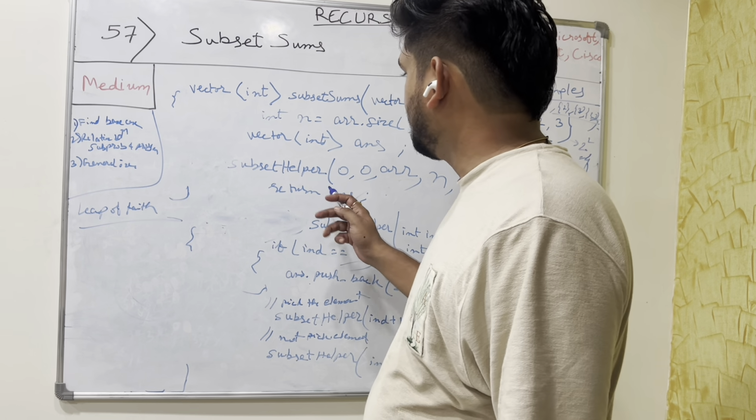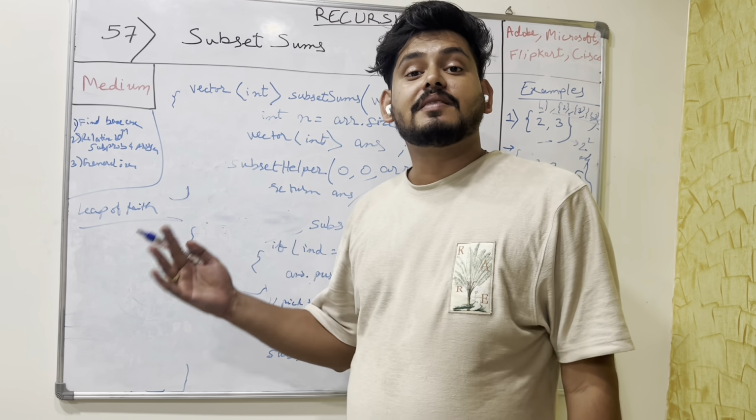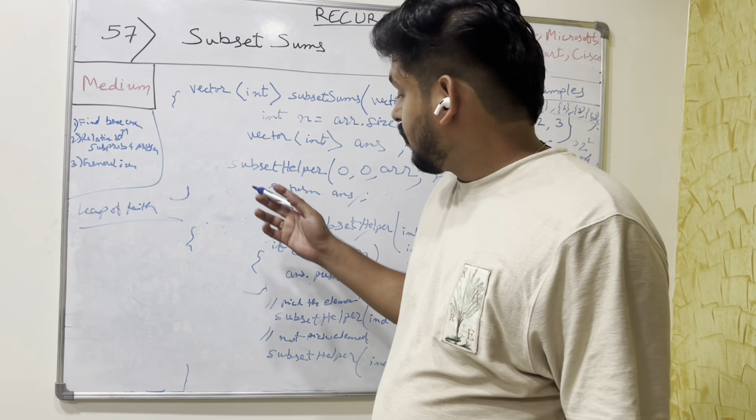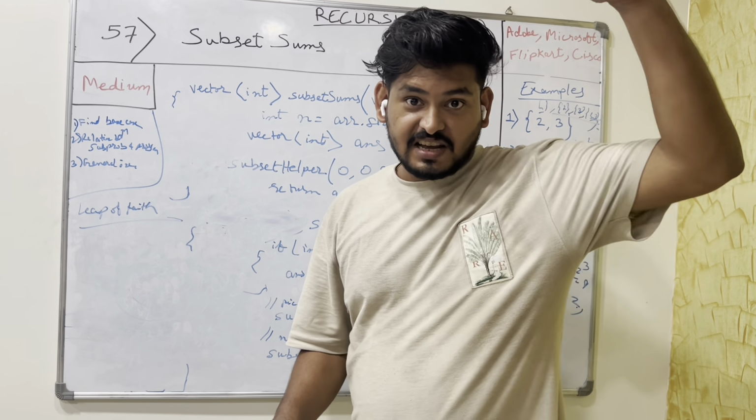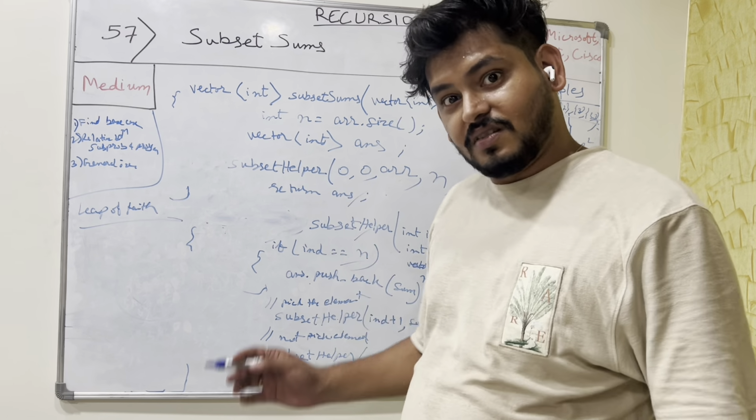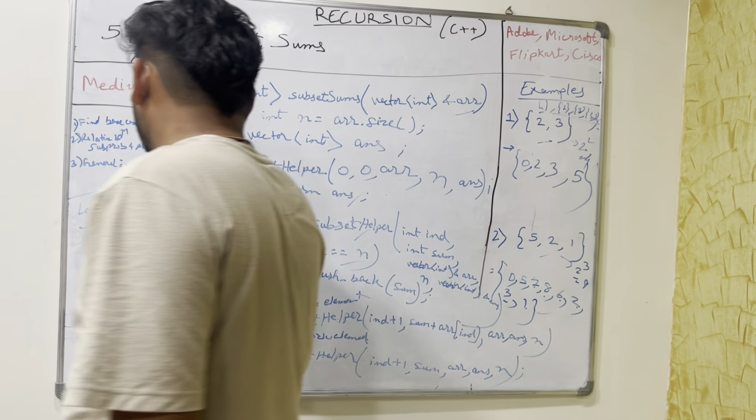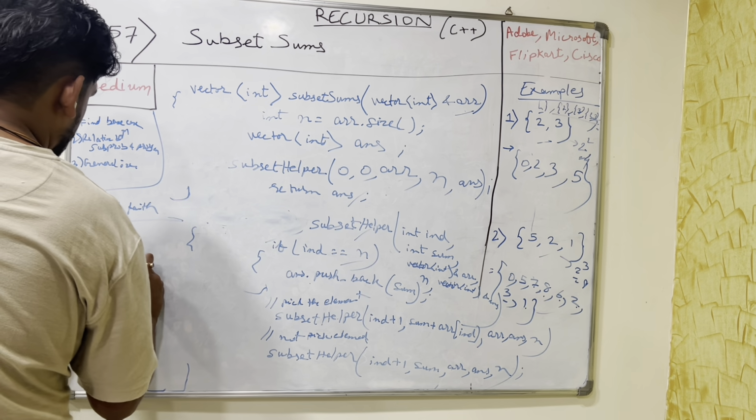What would be the time complexity? 2 to the power n. What would be the space complexity? We have not taken extra space, though there is stack space. So the time complexity and the space complexity both would be 2 to the power n.